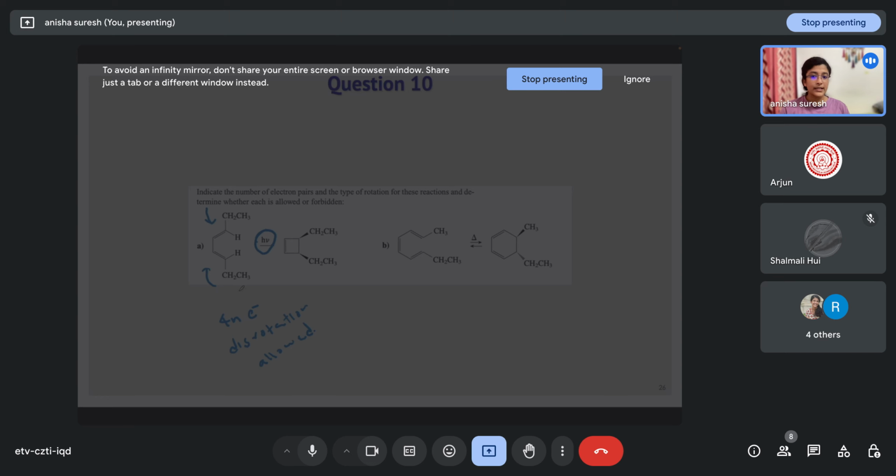If this is a 4 electron system and the condition given is photochemical, then under photochemical condition, a 4 electron system will undergo disrotation, the disrotatory mode of reaction. In the disrotatory mode, if one of the groups is moving in clockwise direction, the other group will be moving in anti-clockwise direction. So here, if this group is moving in clockwise fashion, it will come above the plane. And this also, moving in anti-clockwise fashion, will come above the plane. So both are above the plane, as written in the product. So it is an allowed process, right?